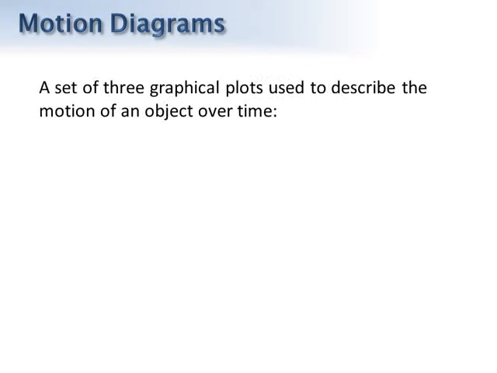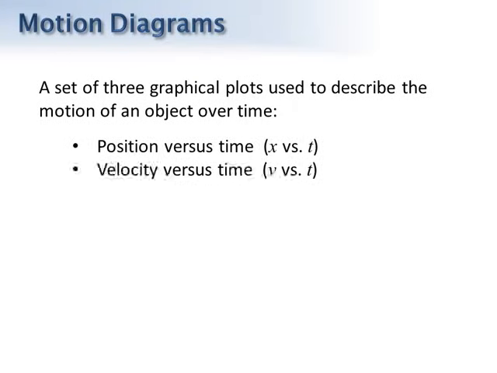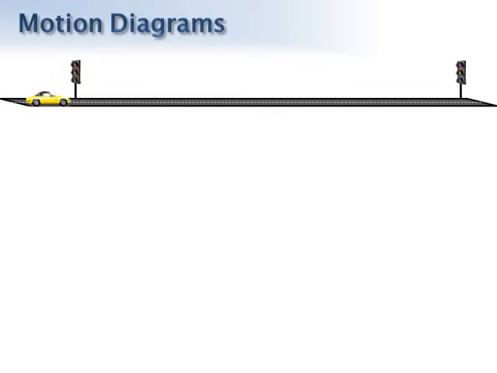This video is about motion diagrams, which are tools to describe the motion of an object over time, specifically position, velocity, and acceleration. So as an example, let's create the motion diagrams for a car. The car is initially stopped at a stoplight and then accelerates down the road and then comes to a stop again at the next stoplight.